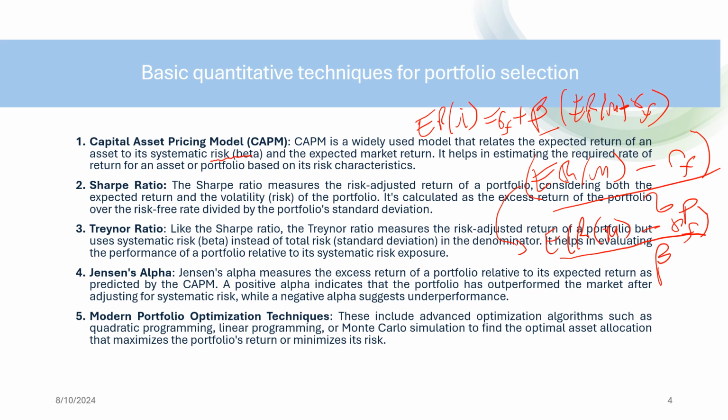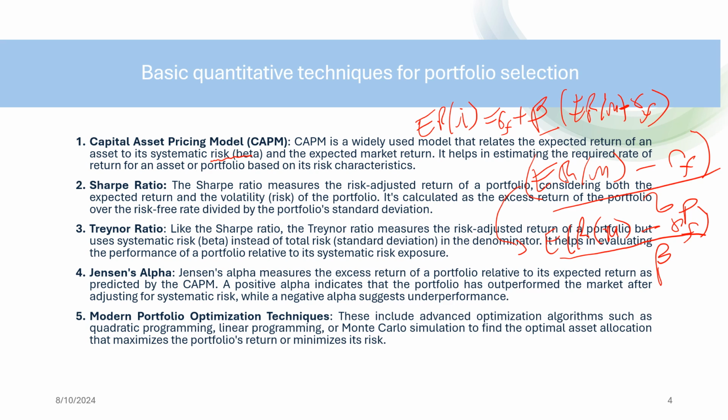The Jensen alpha, on the other hand, is the alpha as a measure of the overall portfolio against its benchmark. For instance, a positive alpha indicates that the portfolio outperformed the market after adjusting for systematic risk, while a negative alpha suggests underperformance.